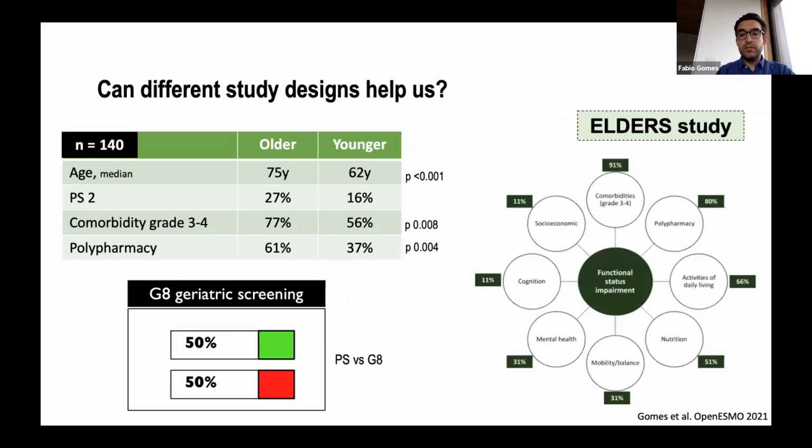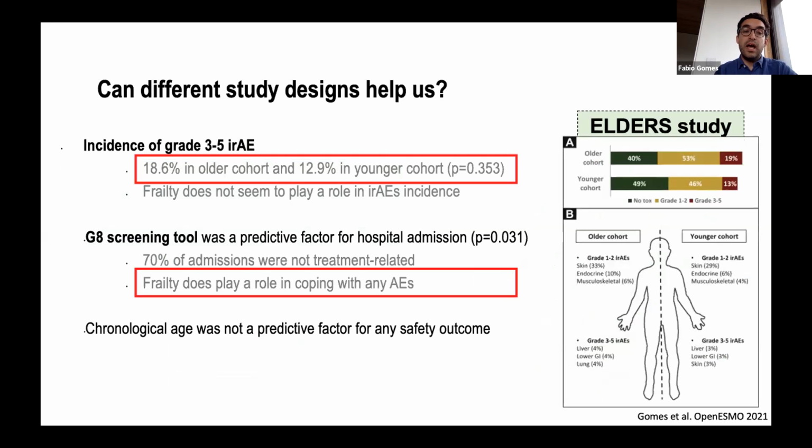And then when the patients underwent the CGA, we can see that, starting at the top, about 90% had significant comorbidities. They had polypharmacy, impacted activities of daily living, and problems with nutrition. So over half of the older patients that had the CGA had all these issues. So this is a population that is clearly more representative of what happens in daily practice. And what we found, similar to the other studies, was that we couldn't find a significant difference in the incidence of high-grade toxicity, which is quite reassuring.